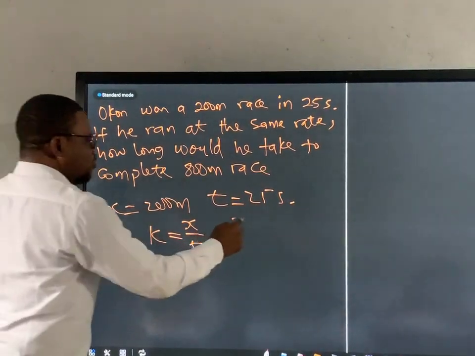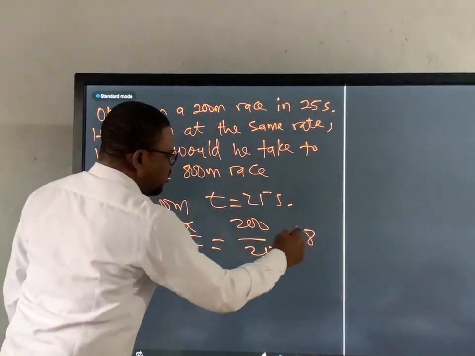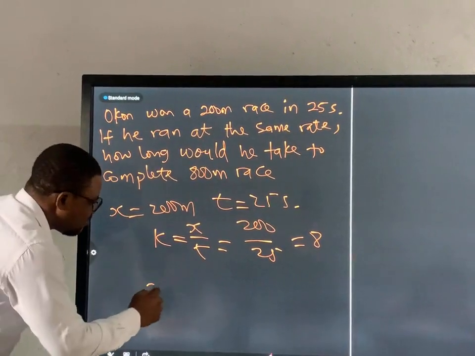If we have resolved that k is equal to x over t, I can find k to be what? 200 divided by what now? 25. And that's going to be what? 8. Right? The original formula is what? That x is equal to what?